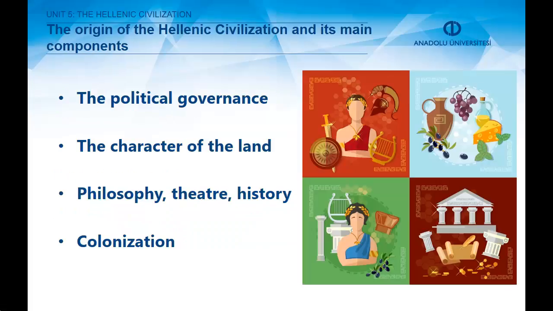When we touch upon the origin of the Hellenic civilization and its main components, we have several subtopics such as the political governance, the character of the land, the philosophy, theater, history, and the colonization of the unit. When we focus on the origin, the first topic is the political governance.